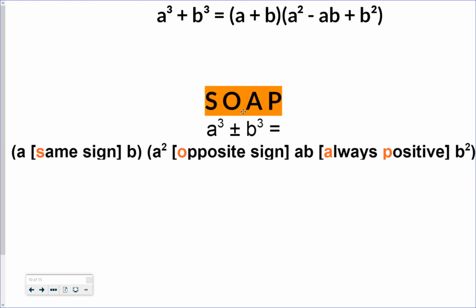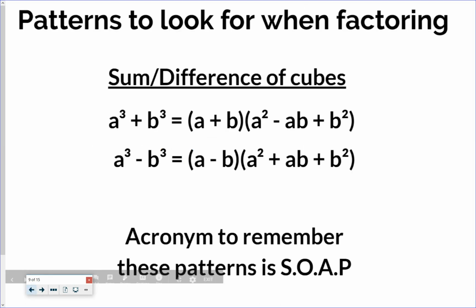We good? Do we have the SOAP? I'm going to go back a slide. So notice the pattern. A cubed plus B cubed. Remember, S is same sign, right? So we have A plus B because it was plus to begin with. Then A squared, opposite sign, A times B. And then always positive B squared. Okay? And you'll always set it up with your binomial and your trinomial. Always, always.